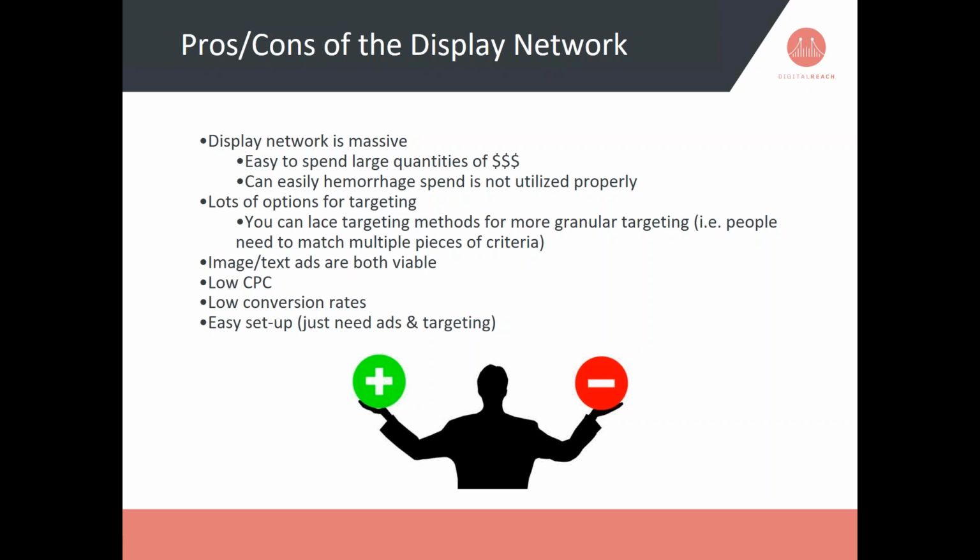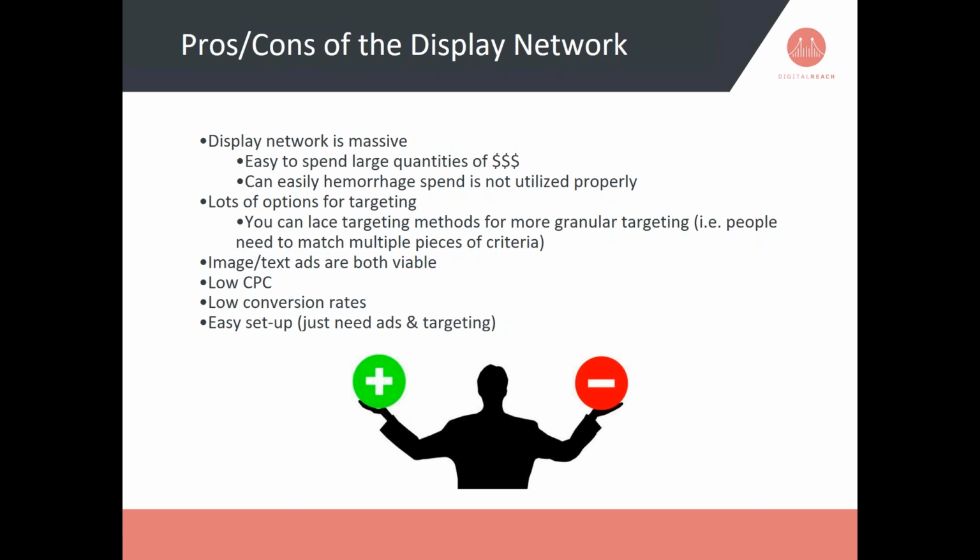Another good thing about the display network is it has a very, very low cost per click. We're talking like, if an average AdWords click is anywhere from like $1 to $20, display network clicks are generally like 10 cents to $1. If you're paying any more than $1 for a click on the display network, you're probably paying too much. So that's a pro in terms of you're going to be getting a lot of traffic to your site.